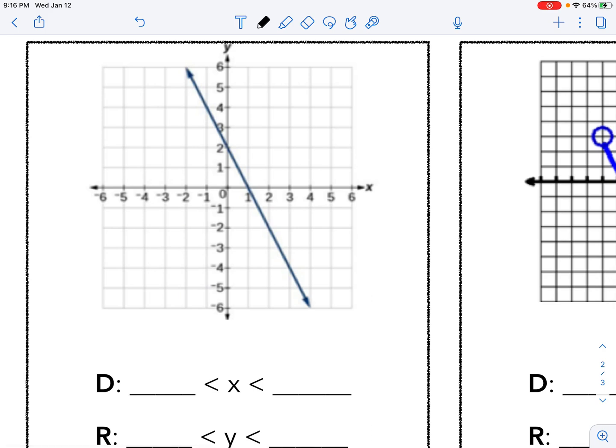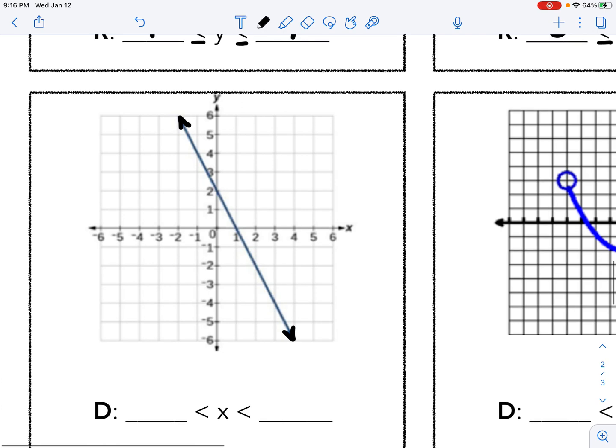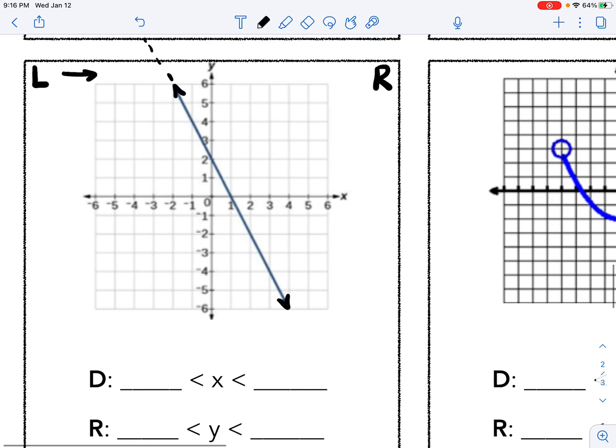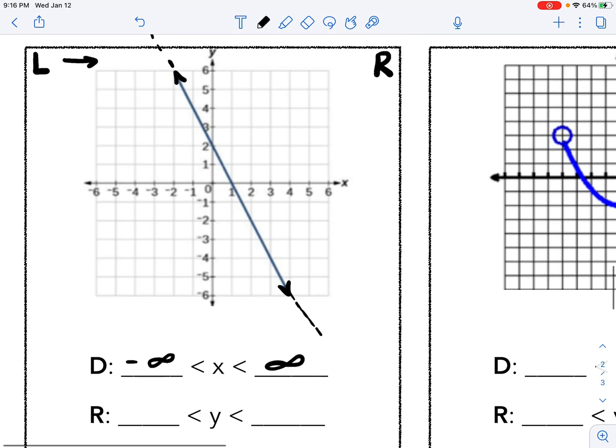Our next example is a weird one because it has arrows. It means it goes on forever. So if I'm going to do what I was doing, start all the way from the left, go to the right. On the left, it looks like because of this arrow, it's going to keep going forever negative. That means I go all the way to negative infinity. Looking at the right, this is going to keep going as well. So I'm going all the way to positive infinity. Since this is not a specific number, infinity isn't really a number, we're going to leave the symbols the way that they are.